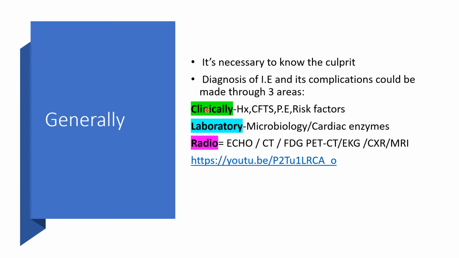Generally, for anyone trying to make a definitive diagnosis of infective endocarditis, it is going to be paramount to know the culprit. Then the diagnosis will take us through three major areas. Clinically, you can follow the history, signs and symptoms, physical examination, and go through the risk factors. You add lab microbiology and rule out myocardial infarction, the cardiac enzymes. You can embark on radiological investigation using echo or cardiac CT or other investigations as the case may be. For full information, you can click on this very link.